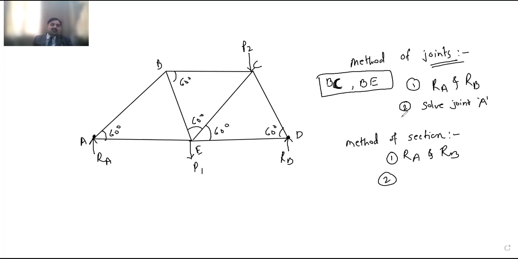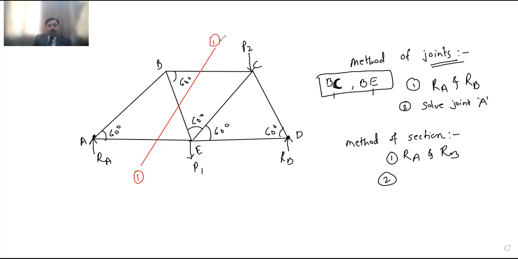We will pass the section through the members for which we want the forces. Now see here, I want the force in member BC and member BE. So I will draw one section line. Okay, so this is my section line. Let us call this section 1-1.